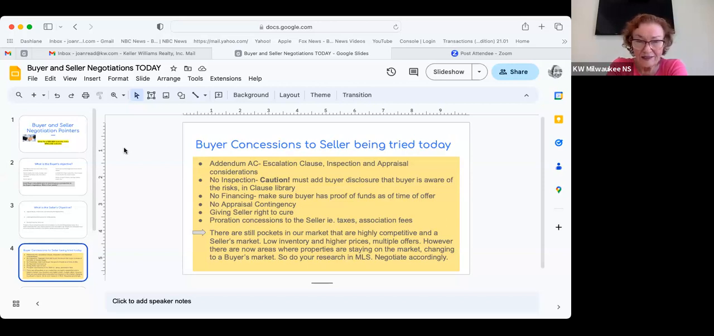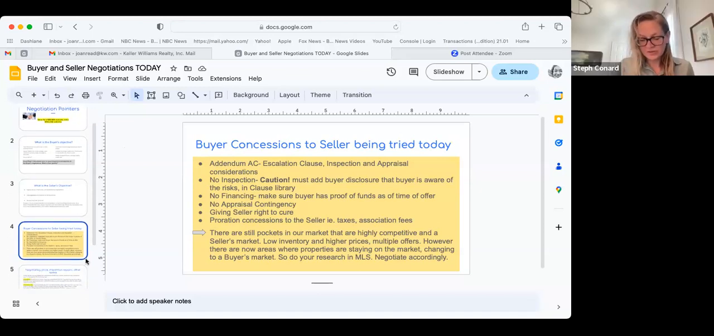North Shore is still highly competitive. A lot of other Wauwatosa is still highly competitive, but then there are some other pockets of the city where the houses are starting to sit a little bit, and maybe the price reductions are starting to come in. When there's a low inventory, obviously supply and demand, the prices go up. But I want you to make sure that you know the market that your buyer is looking in. Make sure that you do your research in MLS and negotiate according to the market conditions.